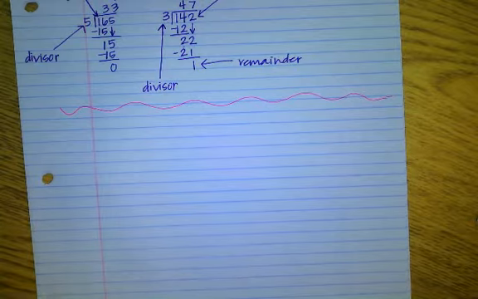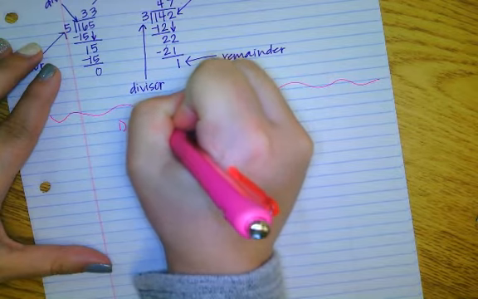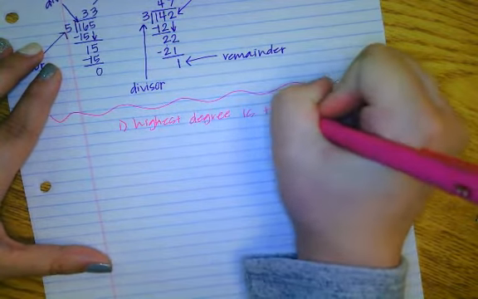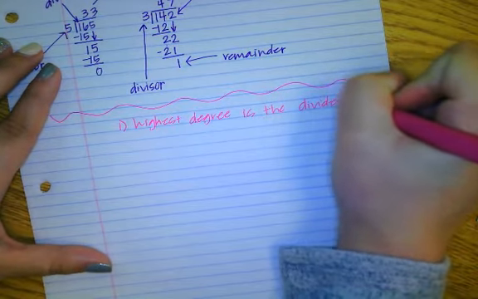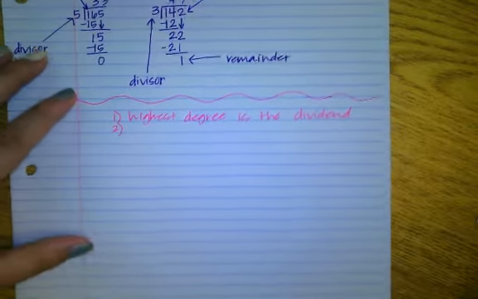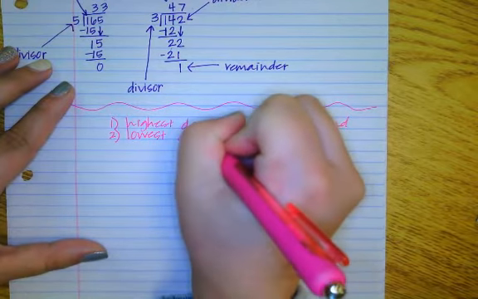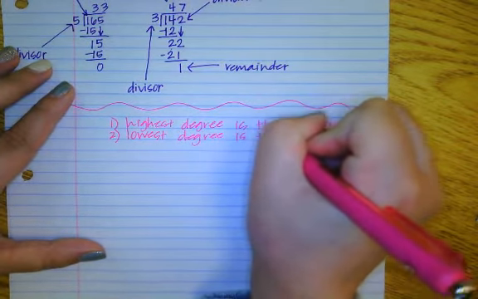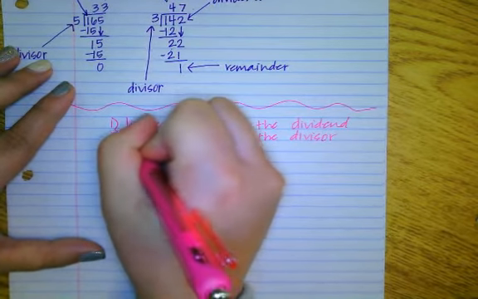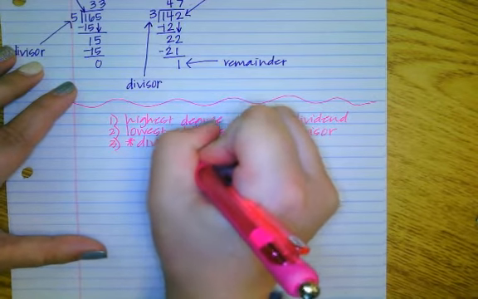With long division, okay, your highest degree term is the dividend. Dividend. Yes, it just looks like it's spelled wrong. Okay, your lowest degree is your divisor. And perhaps the most important thing is that your dividend is in standard form.